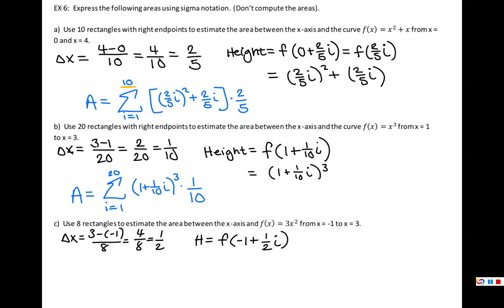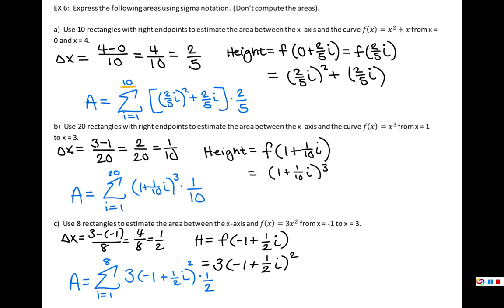My heights are going to be f of a. A is -1, plus delta x, which is a half, times I. So I'm going to take that expression, -1 plus a half I, and plug it into the function 3x squared, plugging that in for x. Finally, I put all this together using my sigma notation, and I'm going to get the sum from I equal 1 to 8, because there are 8 rectangles, of the height, which is 3 times the quantity -1 plus a half I squared, and then times the width, which is our delta x, or a half.